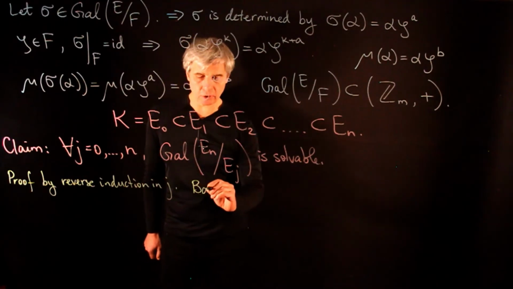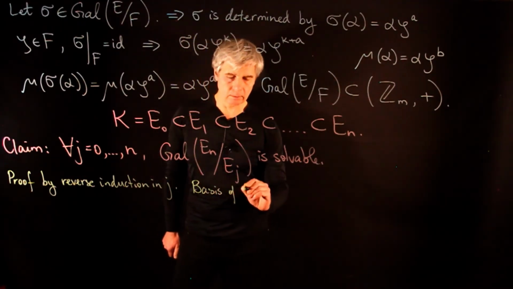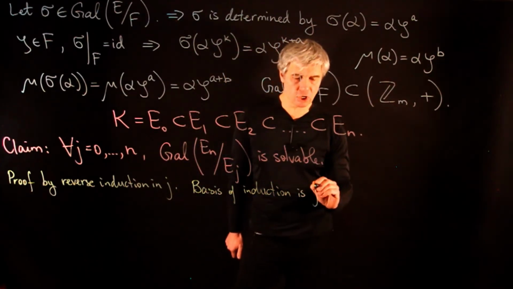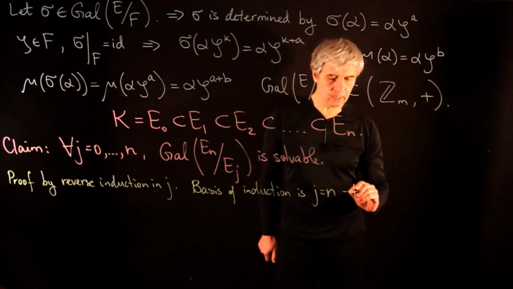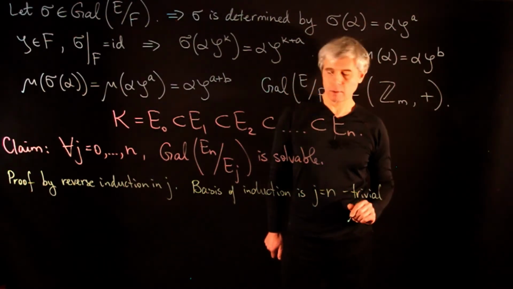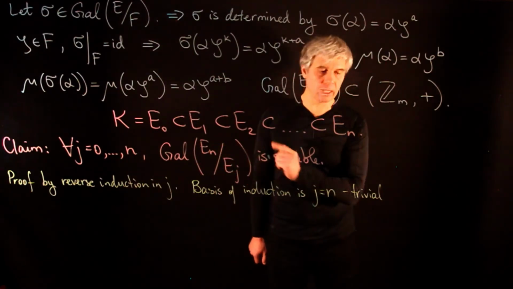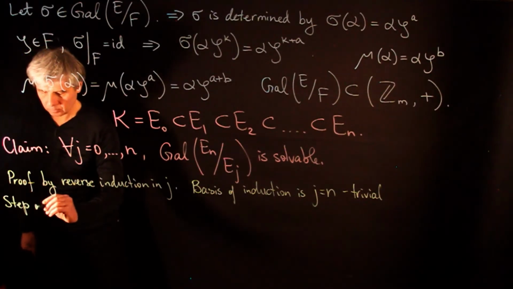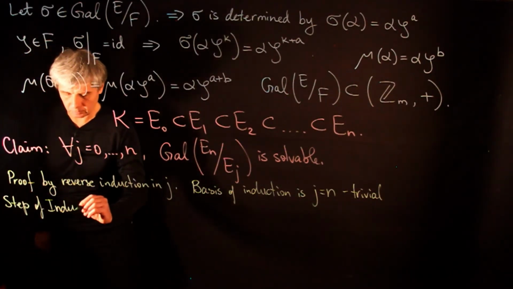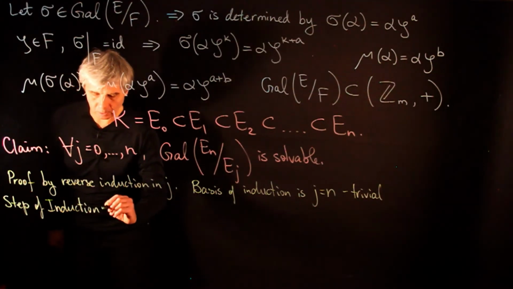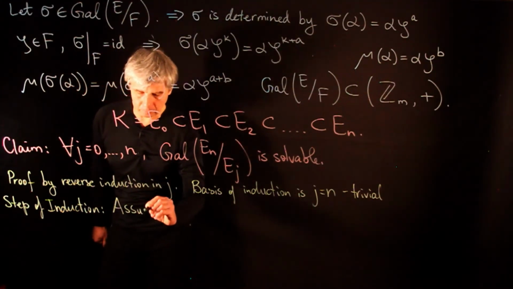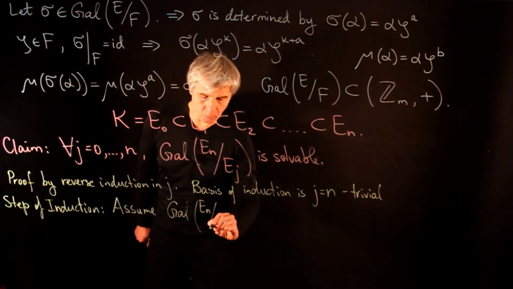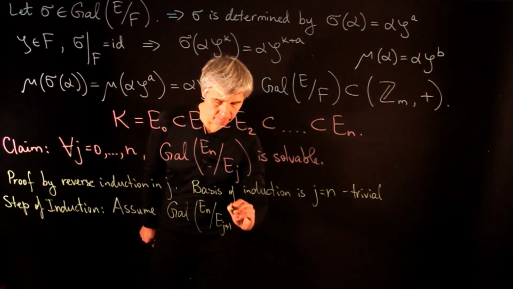So the basis of induction is the case when j is equal to n. And this case is trivial because the Galois group of En over En is the identity. Now let us do the step of induction. So we assume that the Galois group of En over Ej plus 1 is solvable.